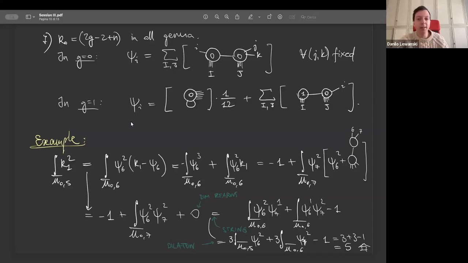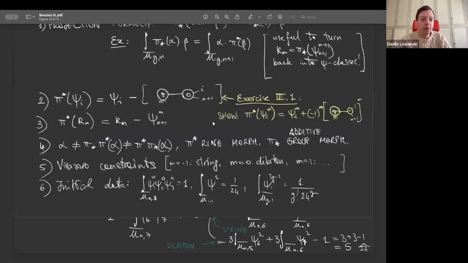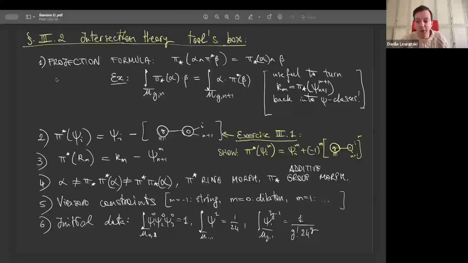So yesterday we saw the toolbox that we needed to compute in the cohomology of MGN bar. I tried to collect for you the main things that you need to know in order to be able to perform computations. Maybe we can recap a little bit what we have seen yesterday.